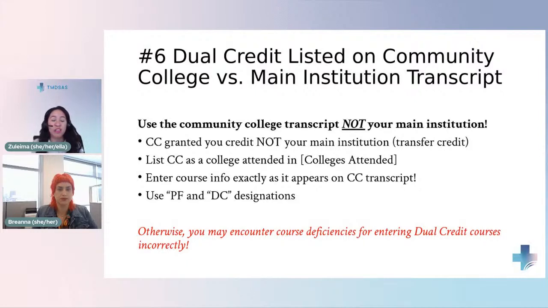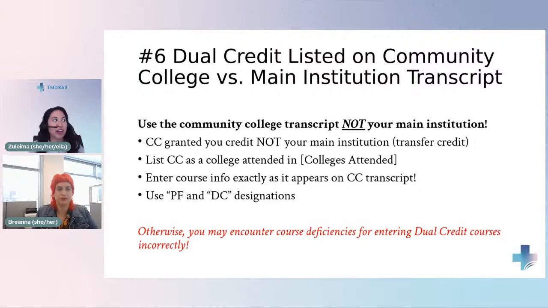And the way that you can know that is a fact is because your main institution transcript typically lists all these dual credit courses as transfer credit. So if you see that, that's a red flag. Go to your community college transcript and use what's listed on there. And you'll also need to list a community college as a college attended.